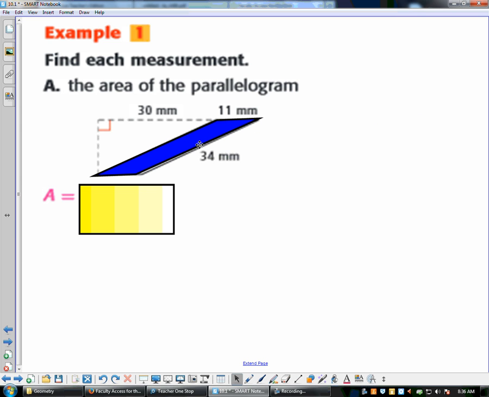All right. So anywho, I tried my best to get this parallelogram to fit over here. So what do I know about this parallelogram? This side is 11, and this side is 34. And we're trying to find the area, and we are told that if we go from this corner straight out to above this corner, that is 30 millimeters. All right, so if that's the case, then how are we going to find the area here of the parallelogram?